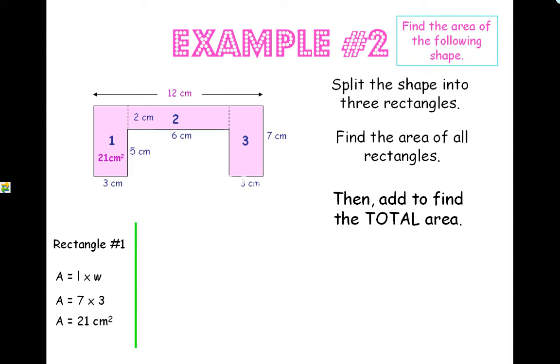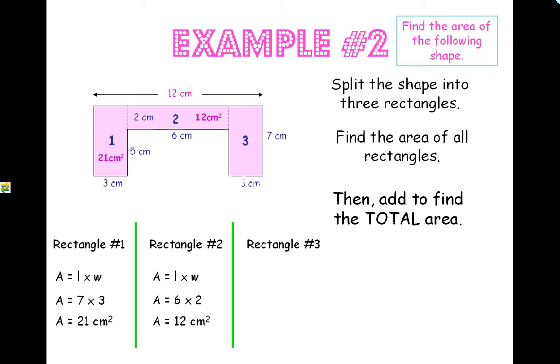Now let's look at rectangle number 2. The length is 6 and the width is 2. And 6 times 2 is 12. So that is the area of rectangle number 2. Now we're not done. We got 3 parts to this shape. So rectangle number 3 is the same as number 1. The length is 7, the width is 3, and the area is going to be 21 centimeters squared.